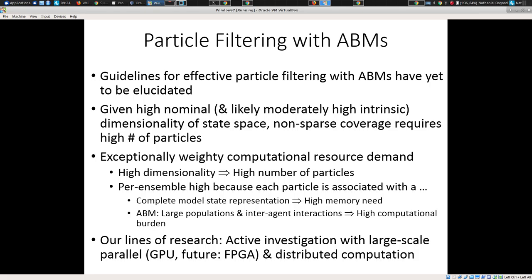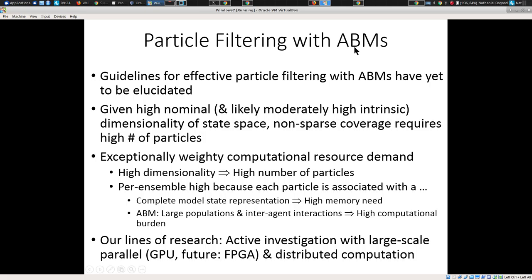So it's a very weighty computational resource demand. You typically have a large number of particles, and each particle has to evolve according to an APM, which is fairly expensive. So those like Lugia, who are in our group, are pioneering techniques like distributed computation, like using the Spark platform that Lugia will be talking about some of our work on, and GPUs, and in the future FPGAs, are ways to really accelerate this process.